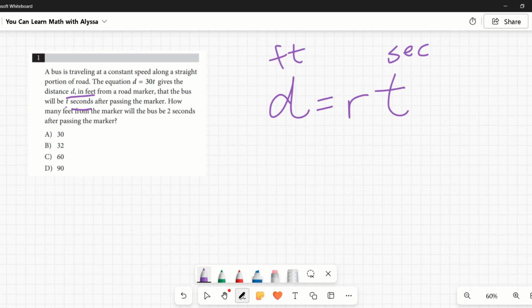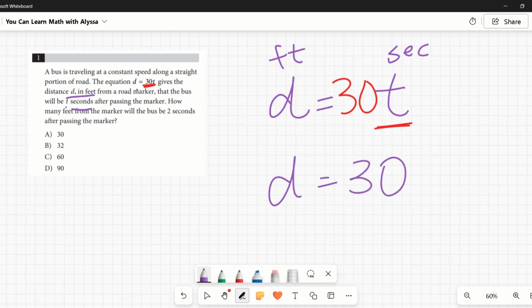So the question, how many feet from the marker will the bus be 2 seconds after passing the marker? First I have to make sure that I've put the correct rate in here of 30, because they did give that to us. All I have to do is plug in 2 for the seconds, that's my t here, and then solve for d. So d is equal to 30 times my time. My time is 2 seconds. 30 times 2 is 60. So my distance is 60. And that is C. That's my answer.